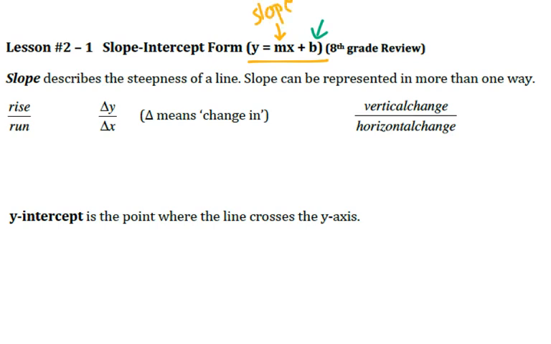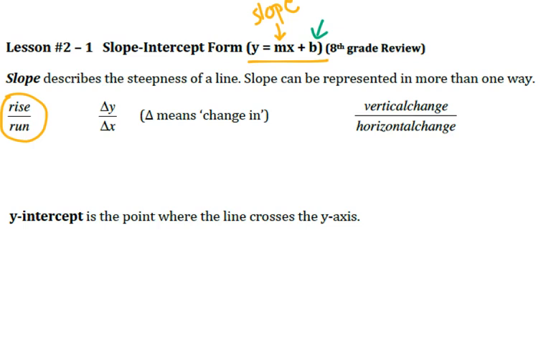Well, what is slope? Slope describes the steepness of a line, right? So slope can be represented more than one way. We've heard this before, rise over run. That's one way we talk about slope. Another is delta y over delta x. That's the triangle, which means delta. Delta means change in, okay? Or we could say the vertical change over the horizontal change.